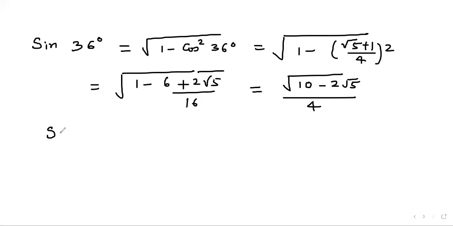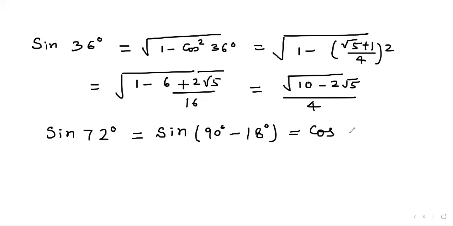Now sine 72 degree can be written as sine of 90 degree minus 18 degree, which will be cos 18 degree. And we know cos 18 equals root of 10 plus 2 root 5 divided by 4.